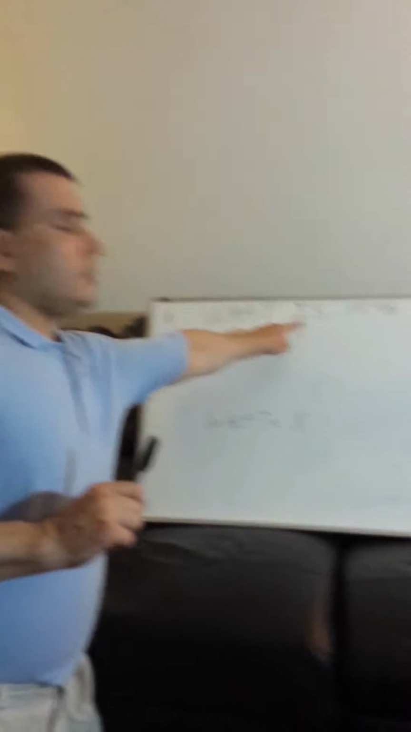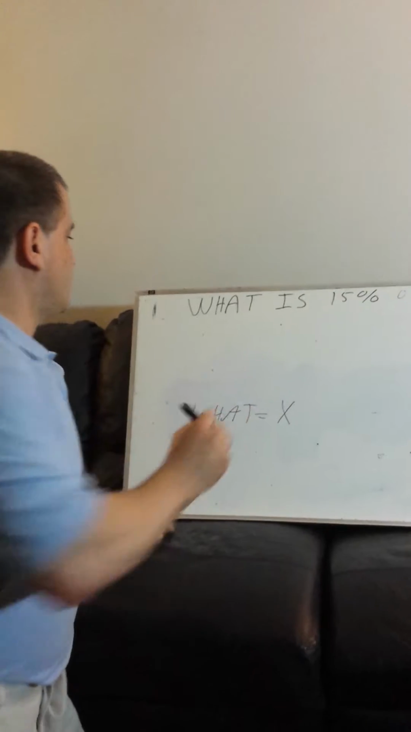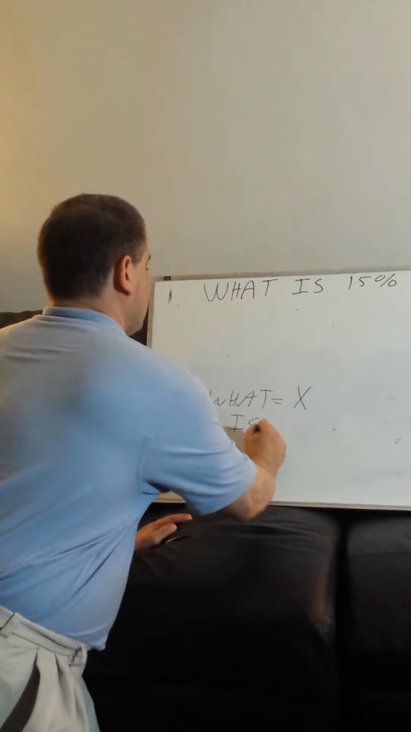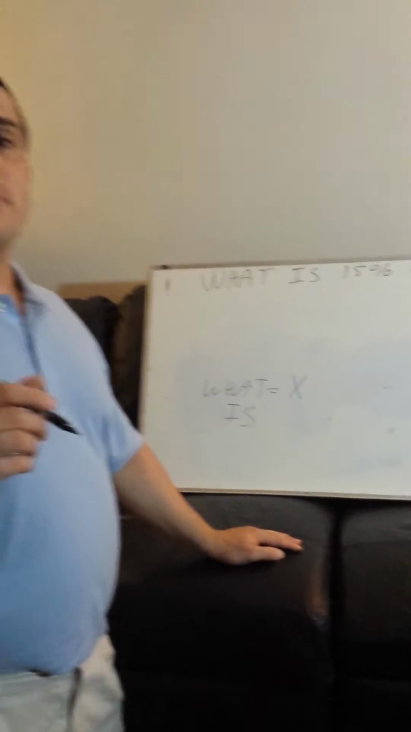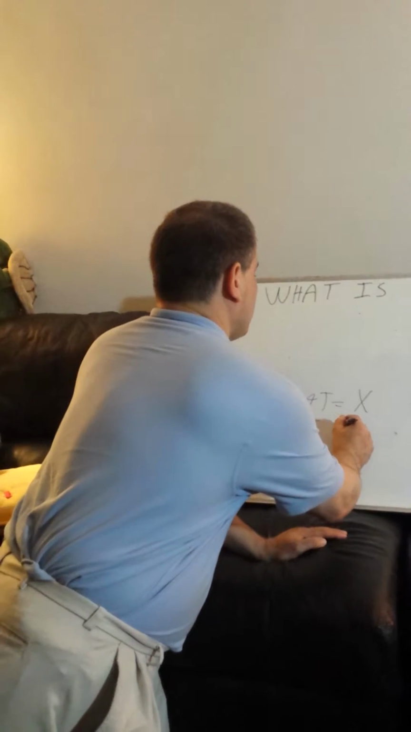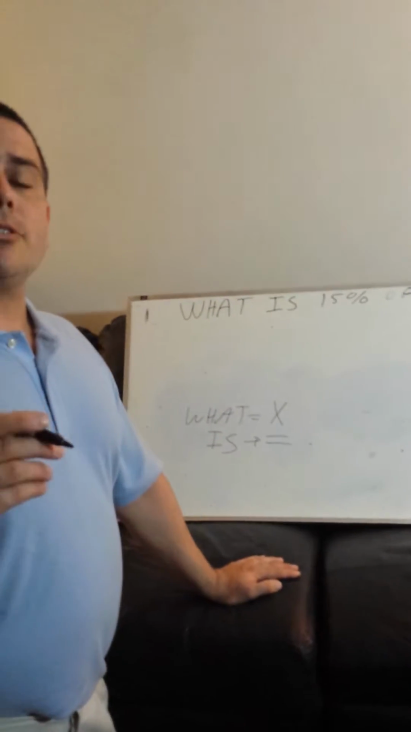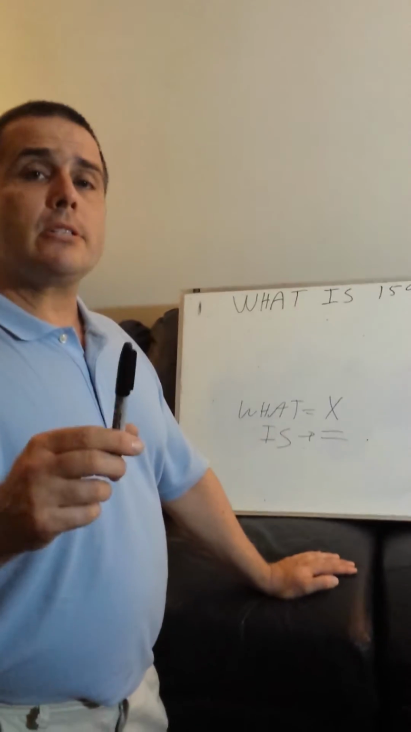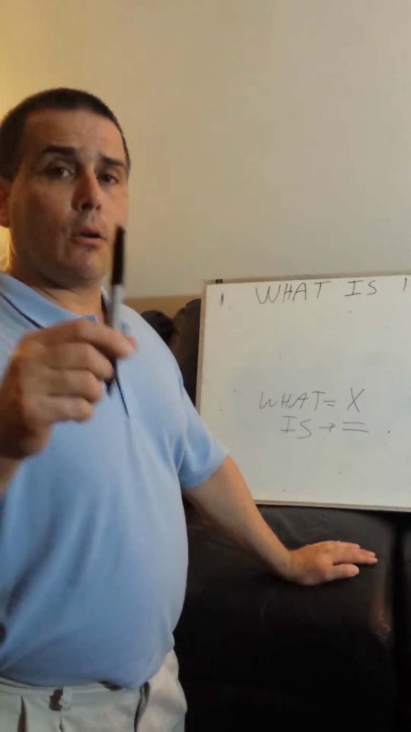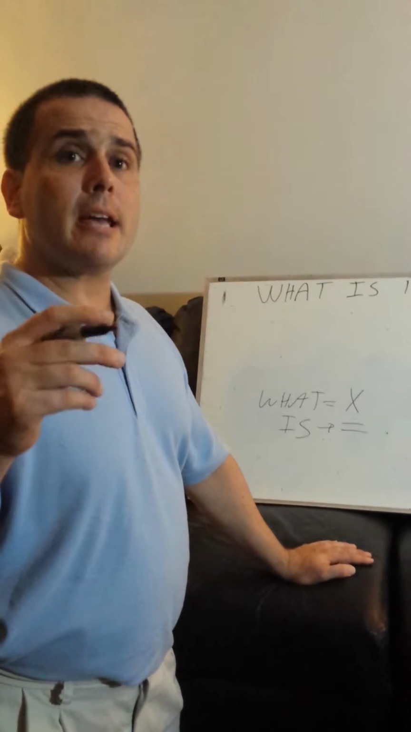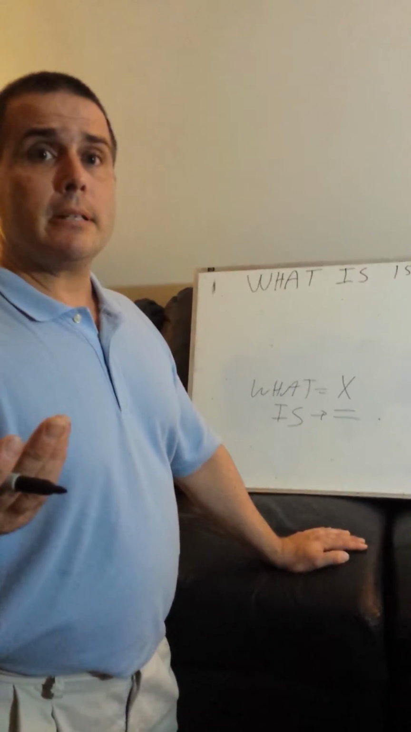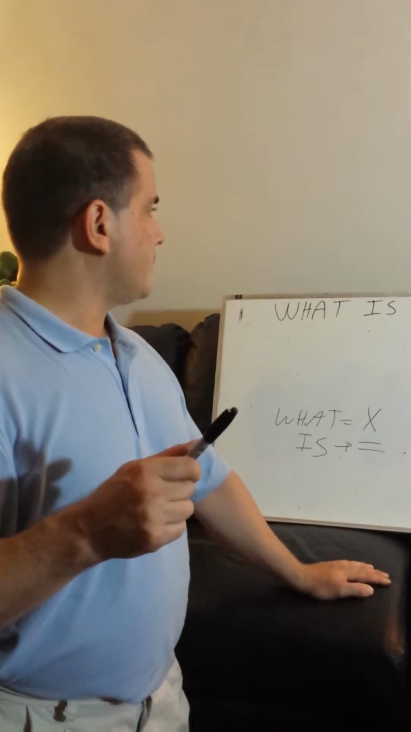The second word is. All right? Is represents the equal sign. It could also be the past words was or were or will be too. As long as it's a helping verb, you will use the equal sign.